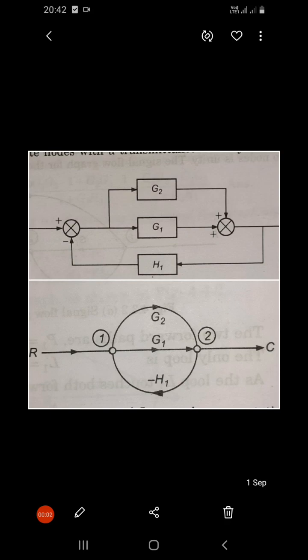Hello student, today we are discussing how we will draw a signal flow graph from a given block diagram. Okay, so let's start our discussion.